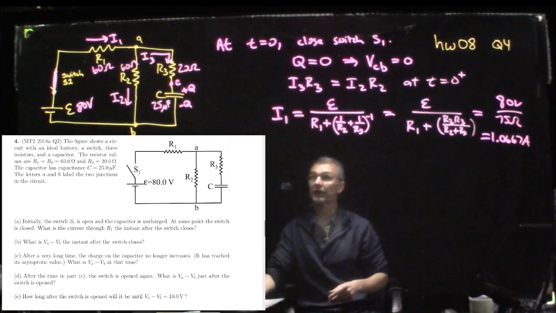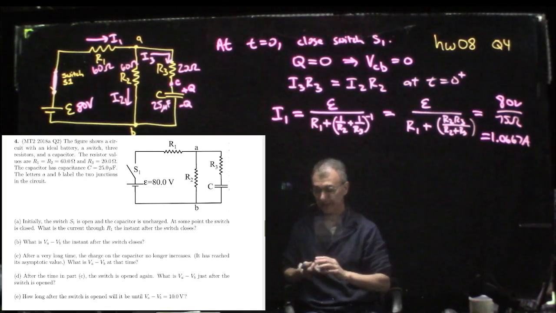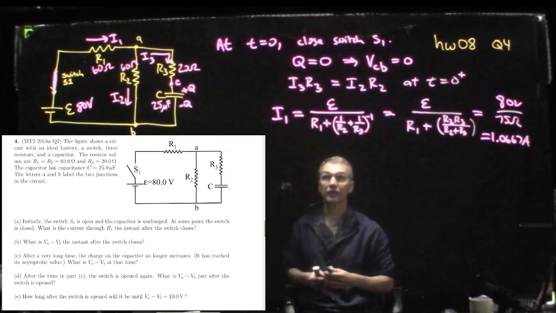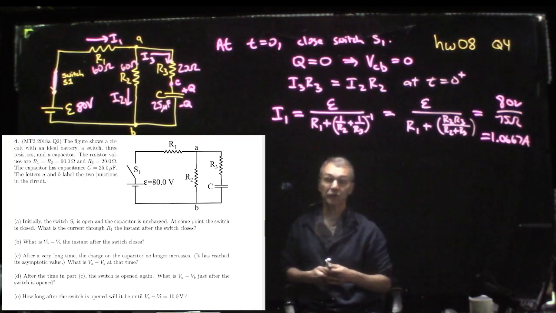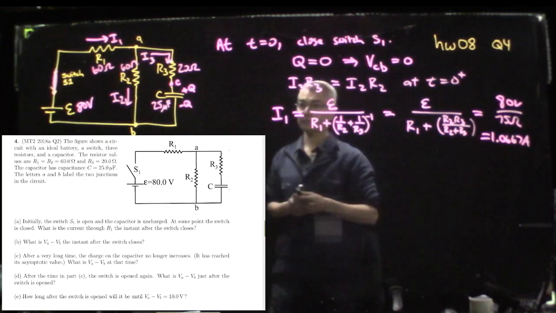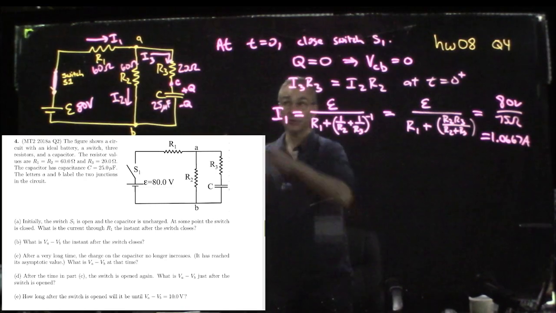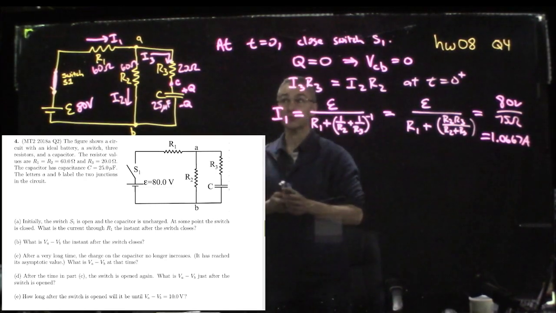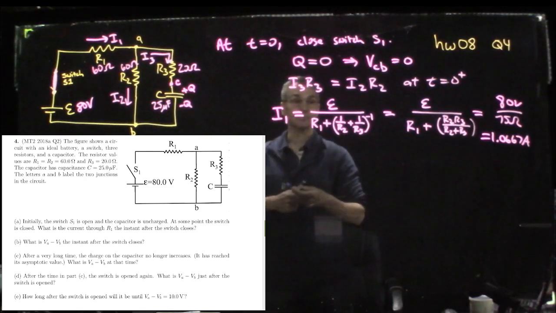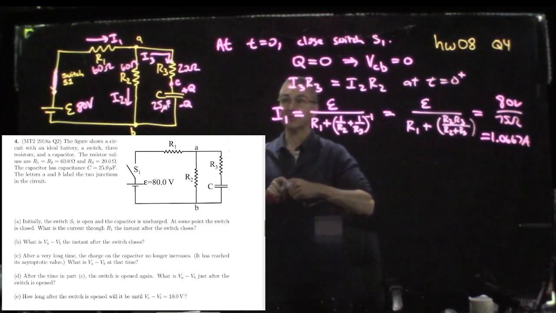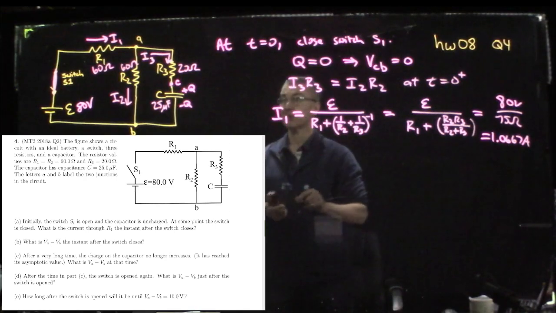Okay, so to answer that, we have to know I2. Well, actually there are 2 ways we could do that. Let's do it both ways. One way is we could figure out I2, and then we know VAB equals I2 R2. That's actually more complicated. Let's do it the easy way first.